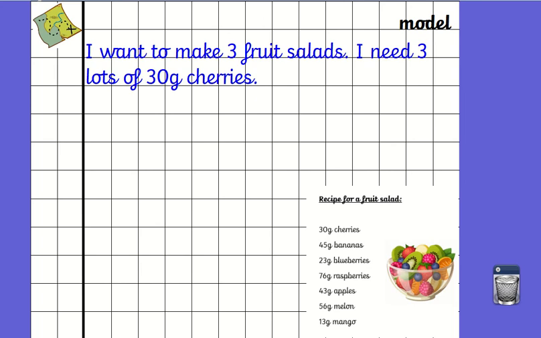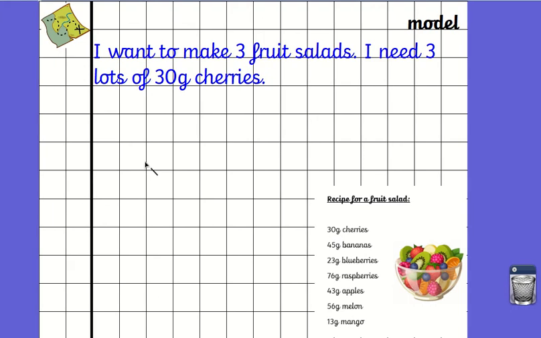So we are looking at fruit salads today. So I want to make 3 fruit salads, so I need 3 lots of 30 grams of cherries. So to do that, I will need my grid method. So 2 squares in and 3 squares down when we do numbers. And it's nice and neat like that, okay?